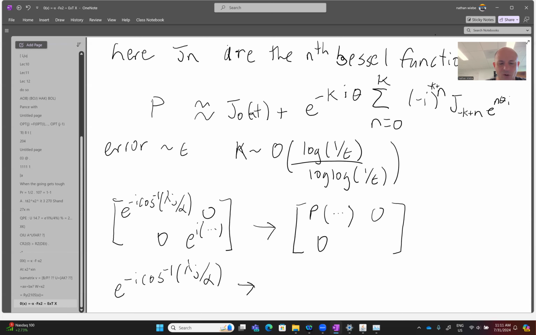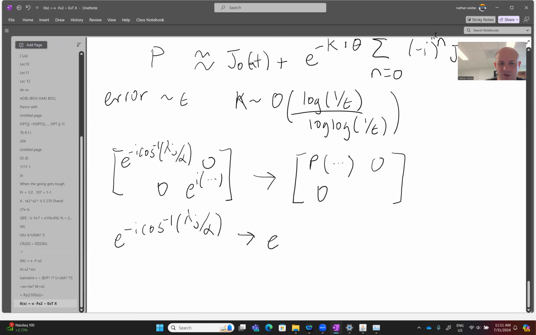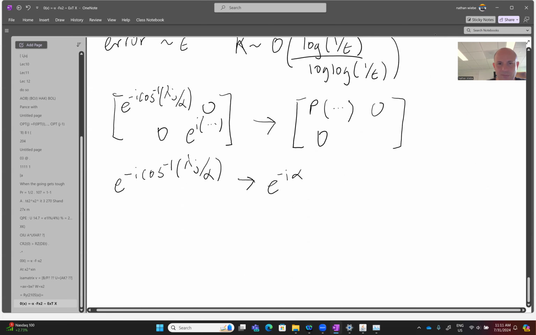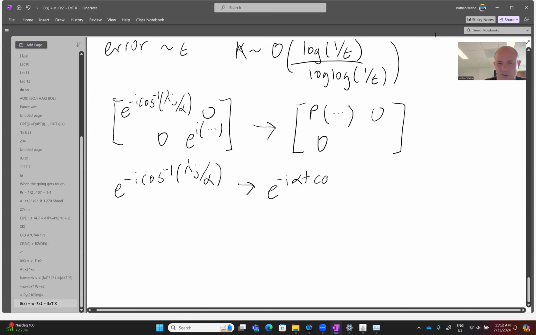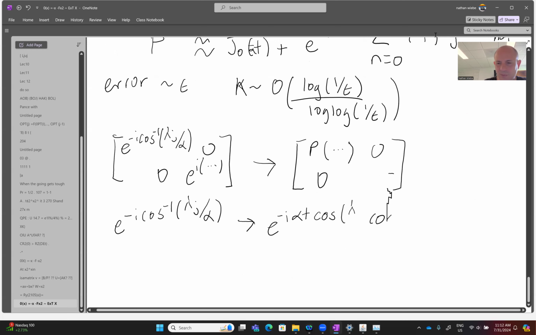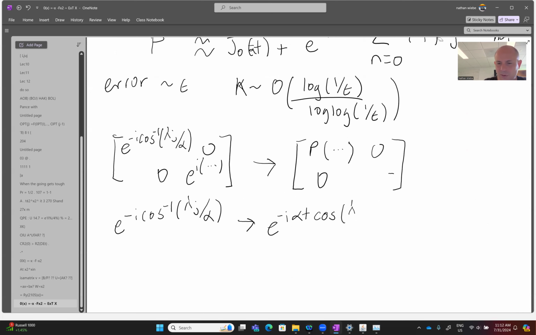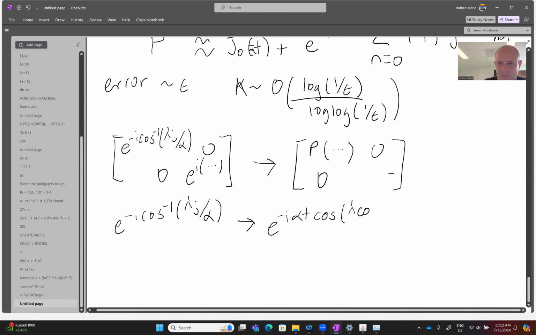Then, using the Jacobi-Anger expansion, this will be e to the negative I, oh, and I should put a minus sign here, negative I alpha t cosine of arc cosine of lambda j divided by alpha, which is of course equal to e to the negative I lambda j t.